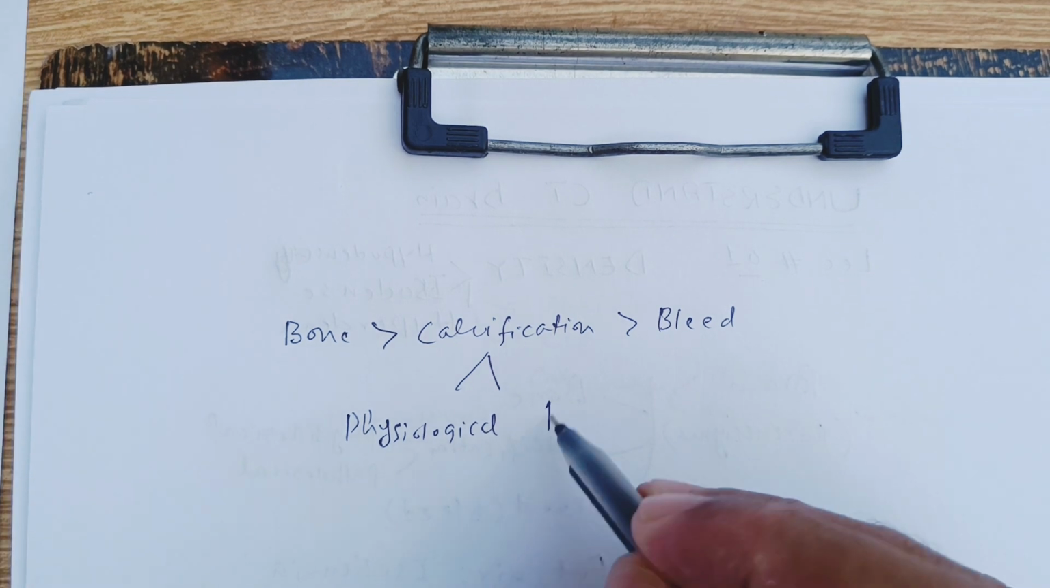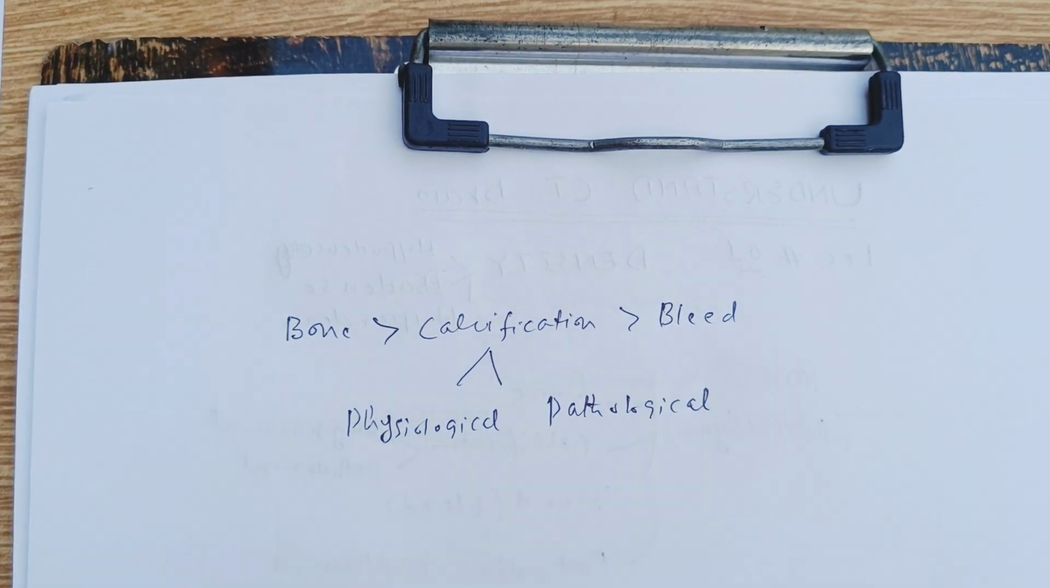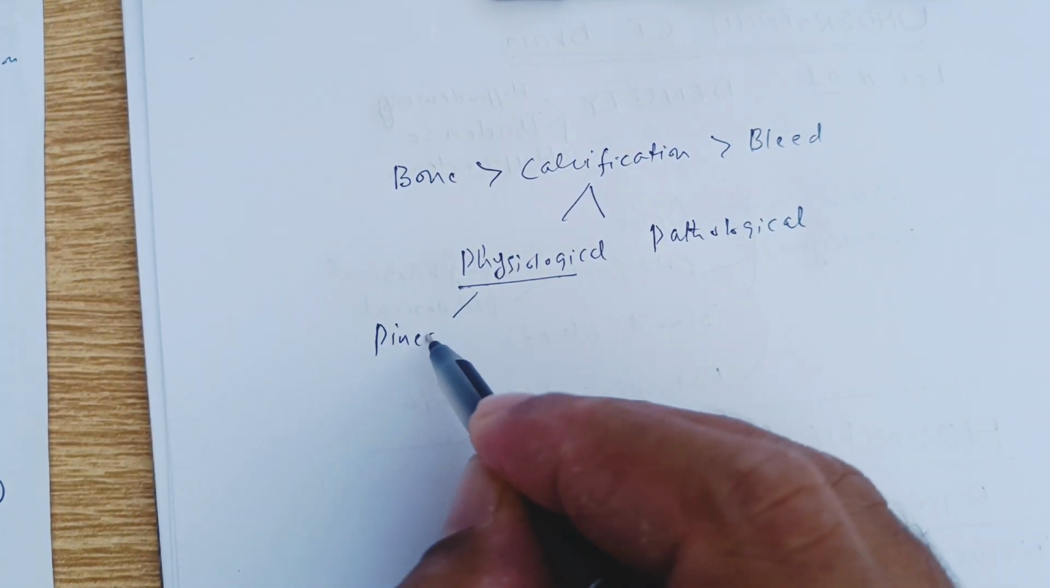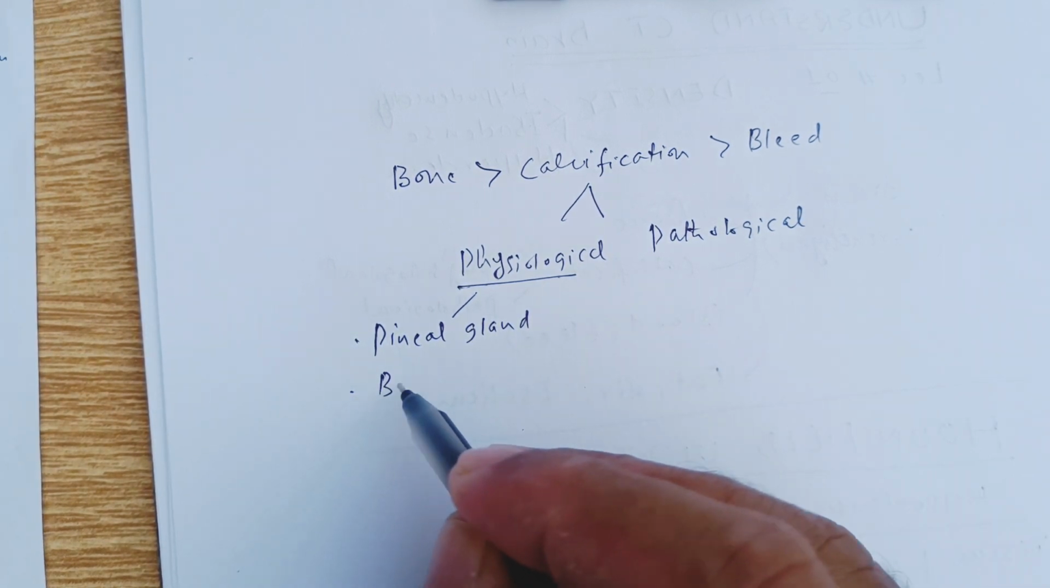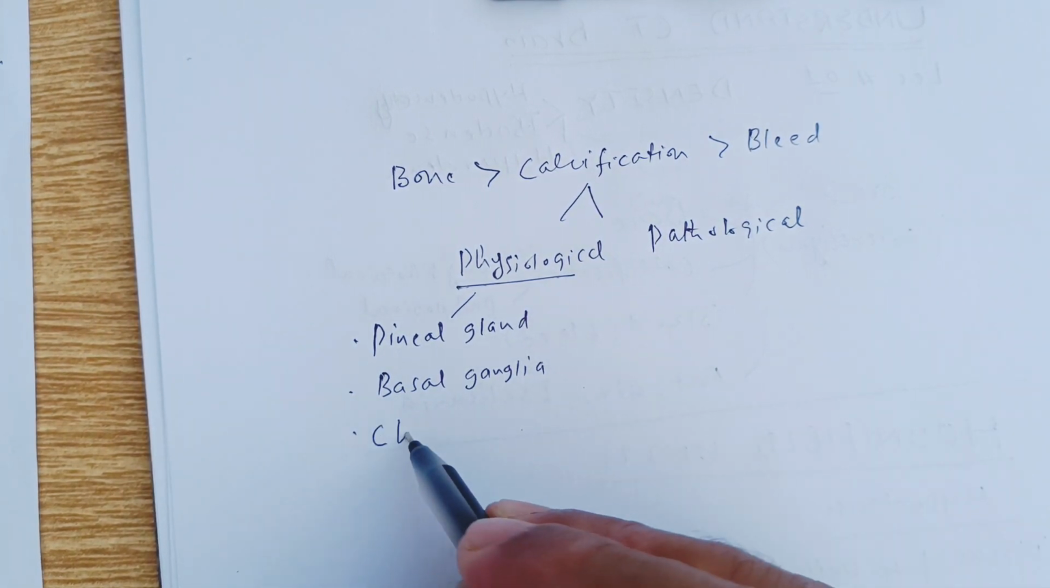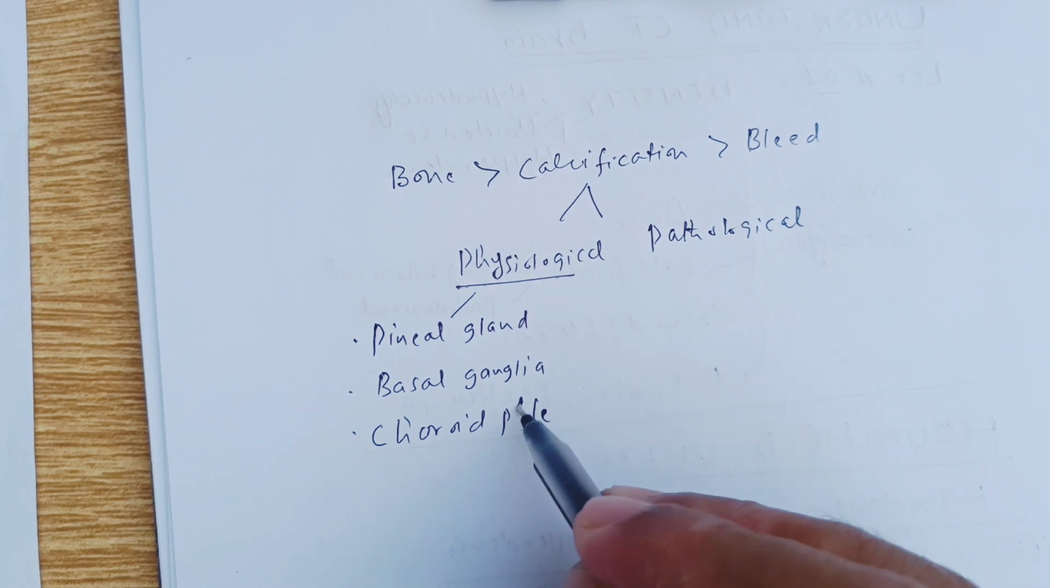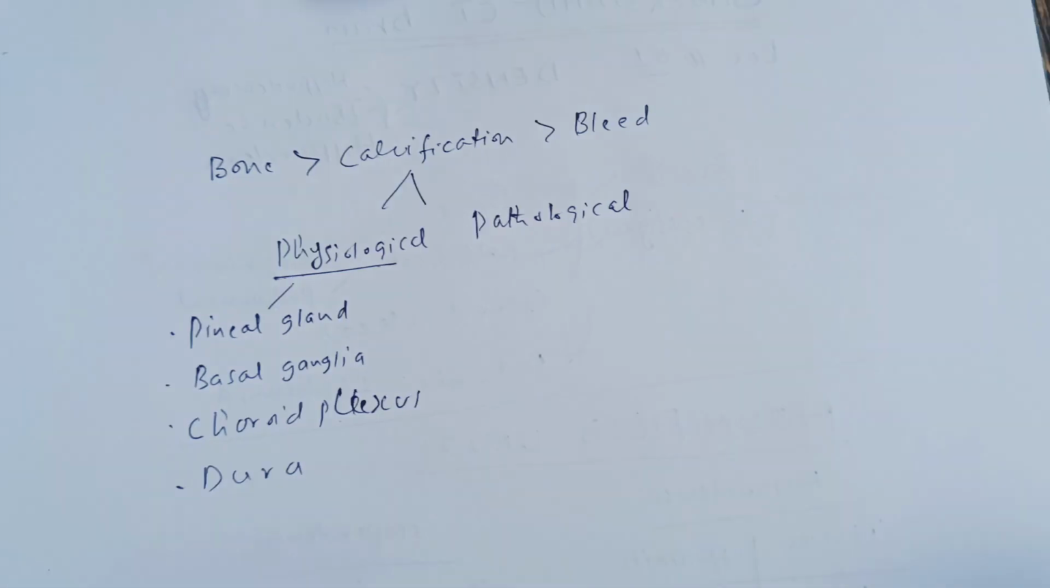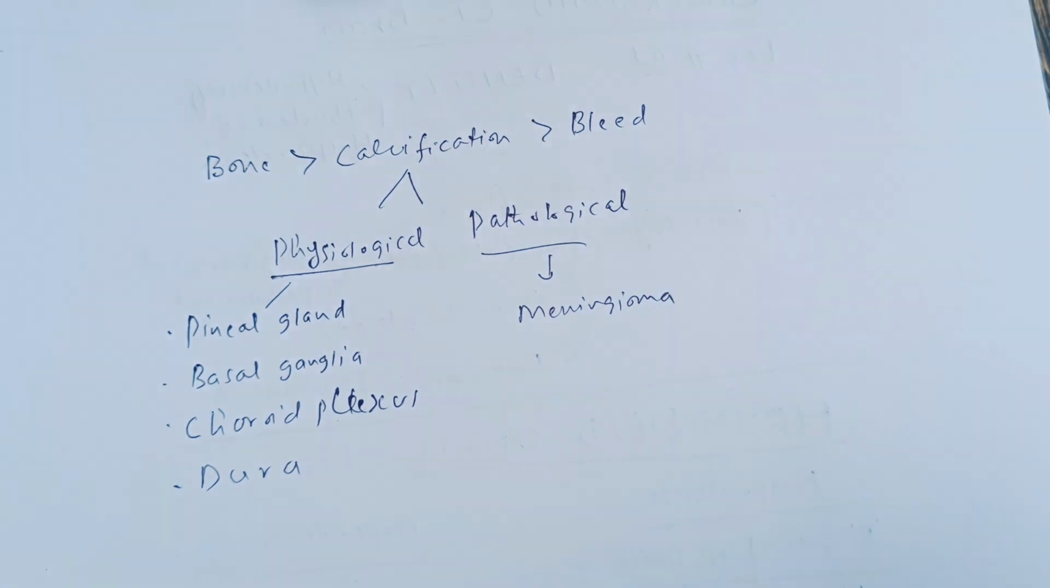The calcification may be physiological or pathological. The physiological calcifications are calcification of pineal gland, calcification of basal ganglia, calcification of choroid plexus, and dura mater. Pathological calcification: meningioma and aneurysm.